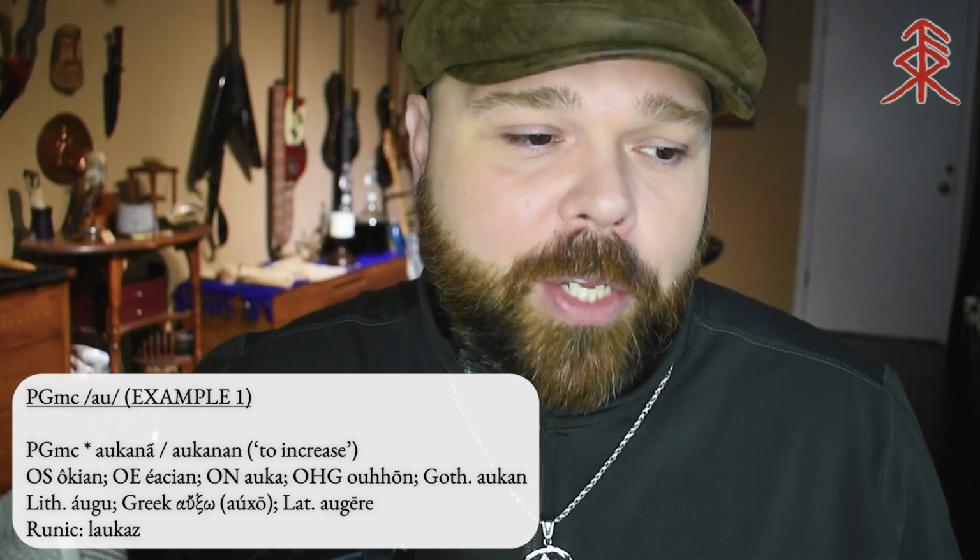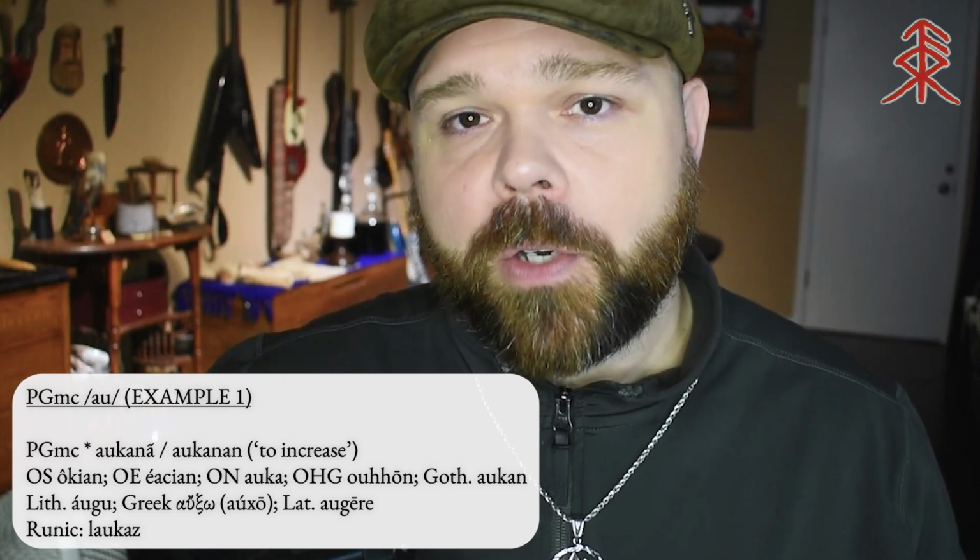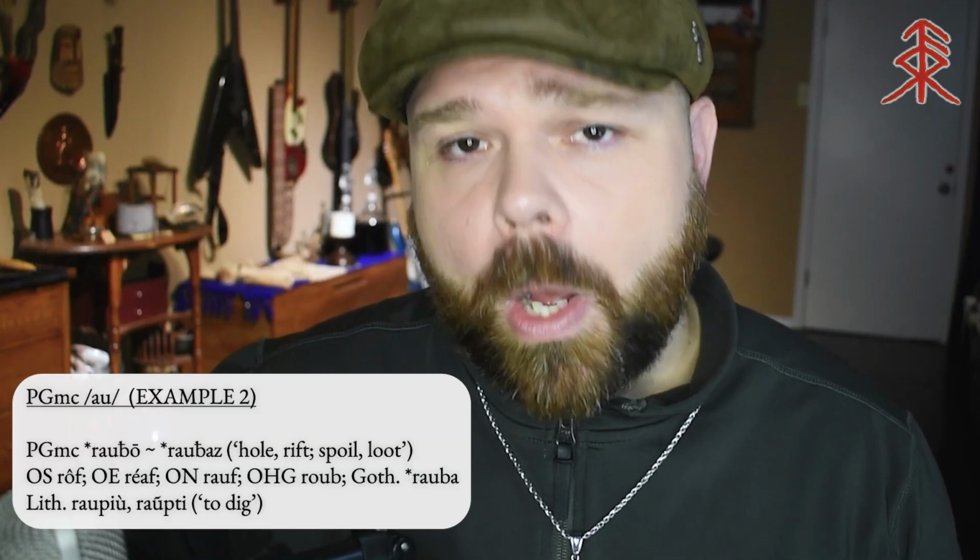But that AU is clearly preserved in Old Norse, and it's unattested in Gothic, which is why I didn't give you all the attestations here. But either way, that AU diphthong is preserved in runic laukaz in all kinds of bracteates and other objects too. All right, for my next example, you're going to see rauvo or rauvas.